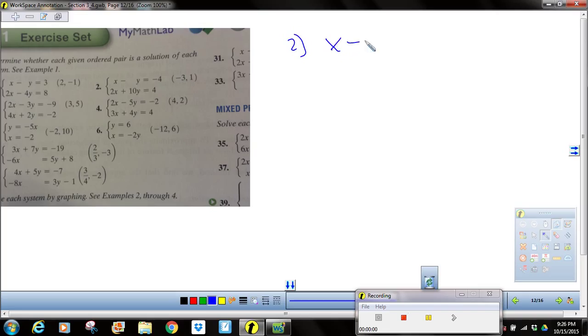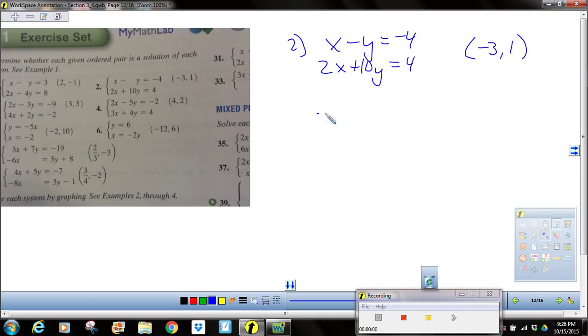It says x minus y is equal to negative 4, and 2x plus 10y is equal to 4. And they want us to test negative 3, 1. For the ordered pair negative 3, 1 to be a solution, we have to be able to plug negative 3 in for x and 1 in for y, and it should make both equations true when we do. If only one equation is true and the other one is false, it's not a solution. So I'm going to test this one here.